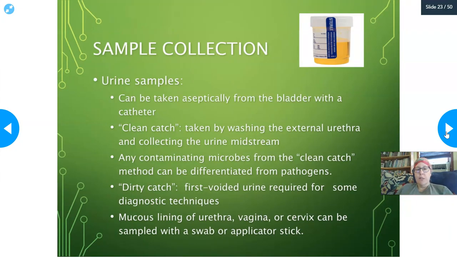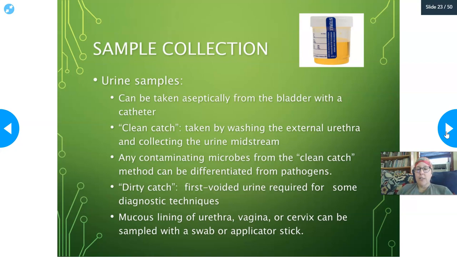Again, urine samples can be taken aseptically from the bladder with a catheter. That could be an indwelling catheter, or it can be an in-and-out cath. And of course, you have to use proper cleaning and proper insertion techniques so you don't introduce bacteria into the bladder.